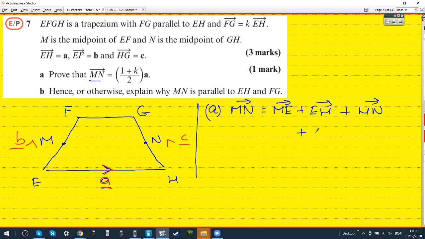Sub in what you know. So MN equals minus a half EF, or minus a half B, add A, add a half HG. And what is HG? C. This can be real difficult though because they want only A, no B, no C. Let's think about this. They want a K in there as well. So we're told FG is the same as K times EH.